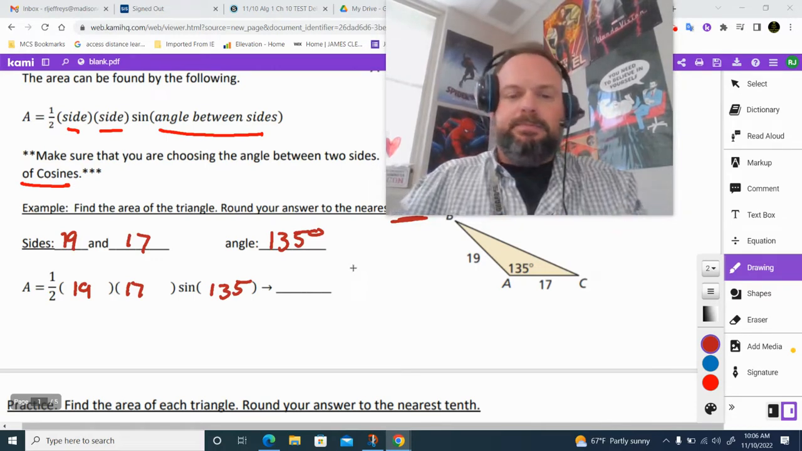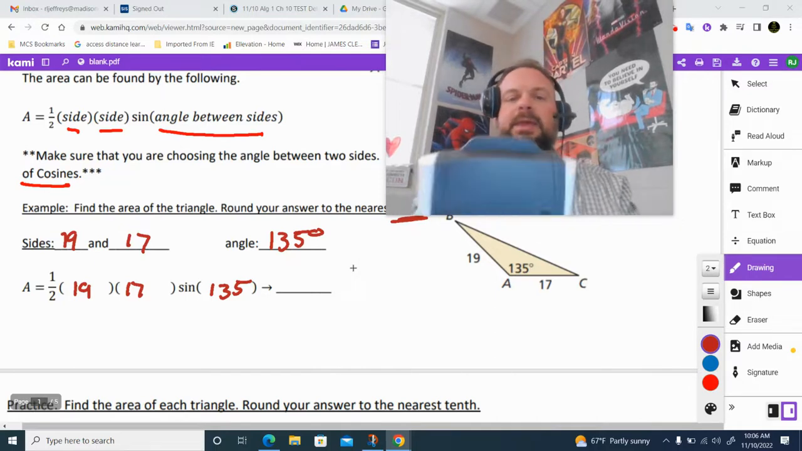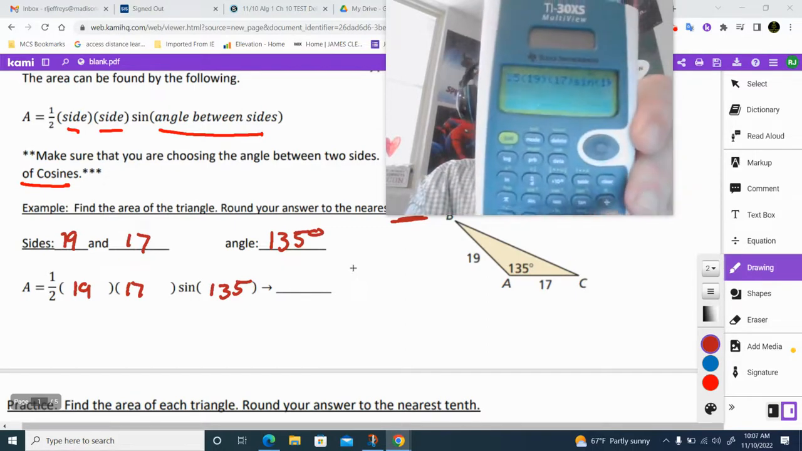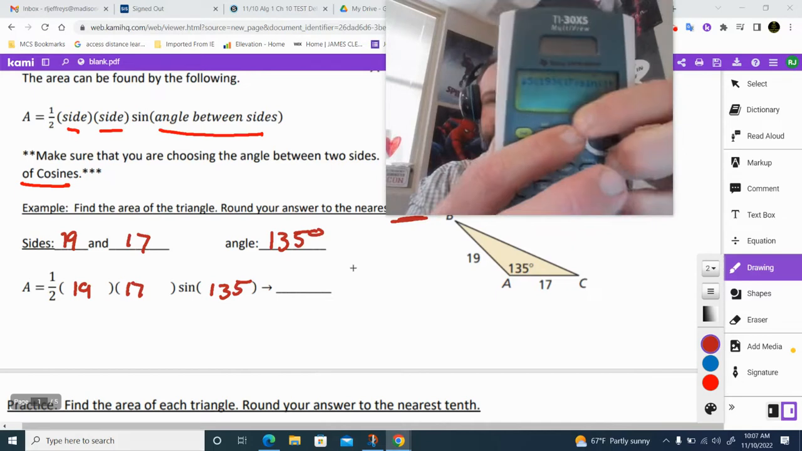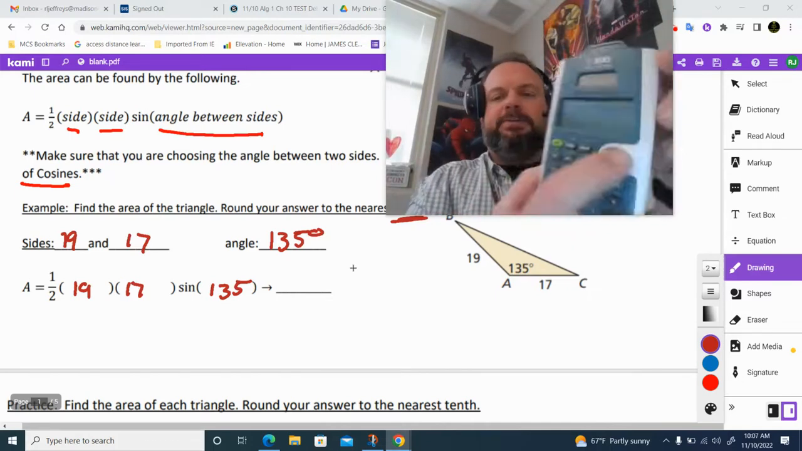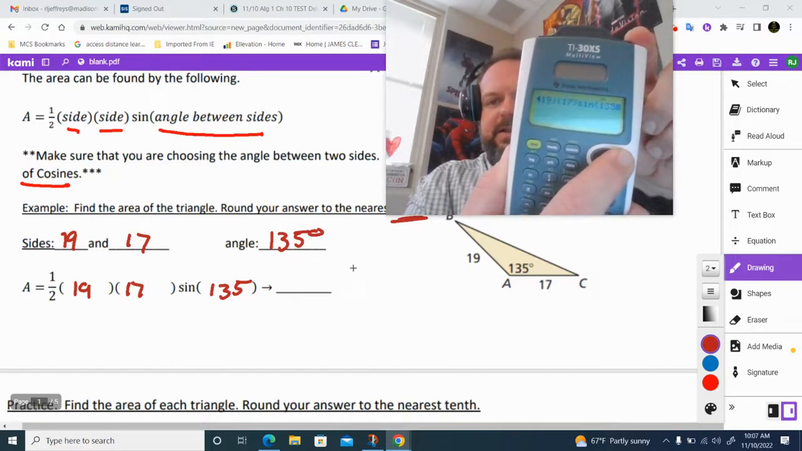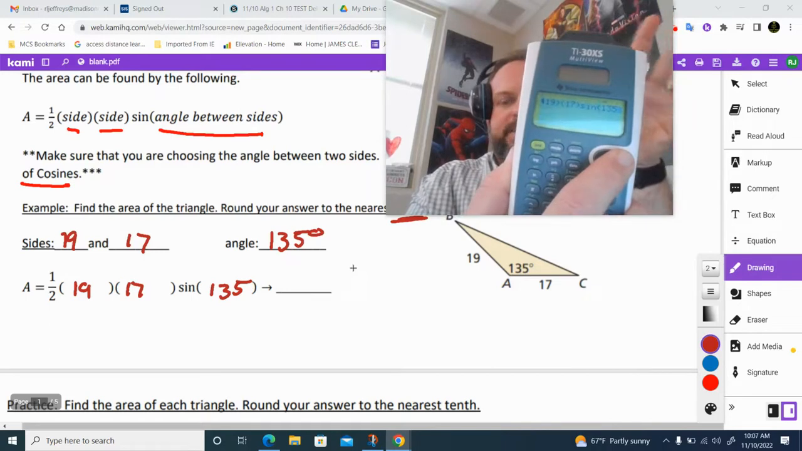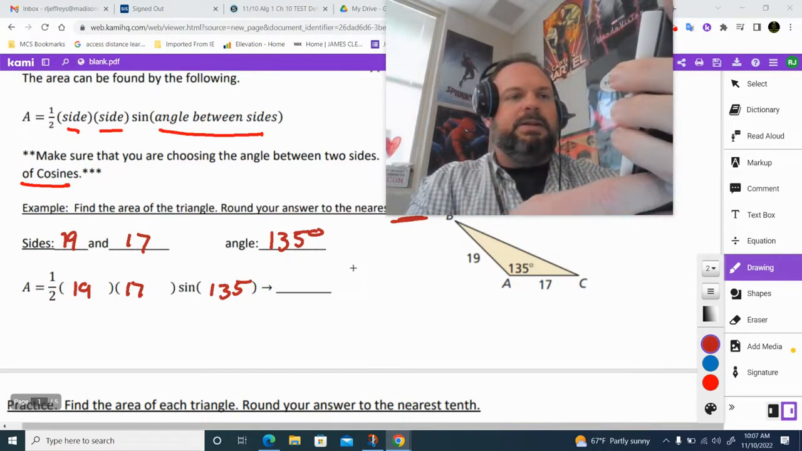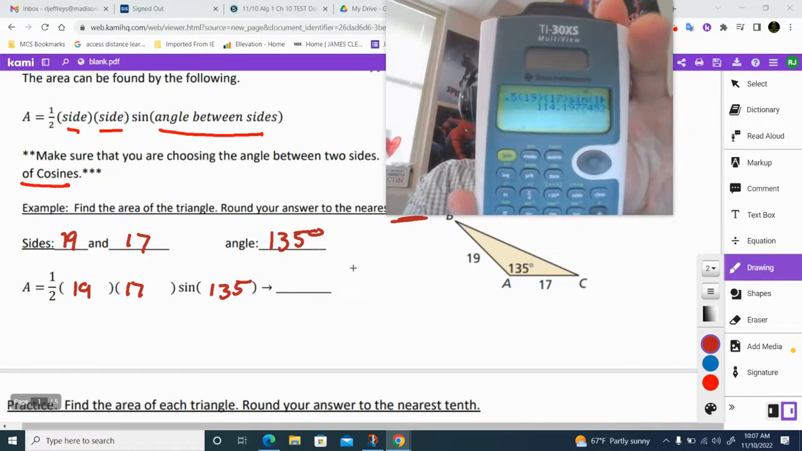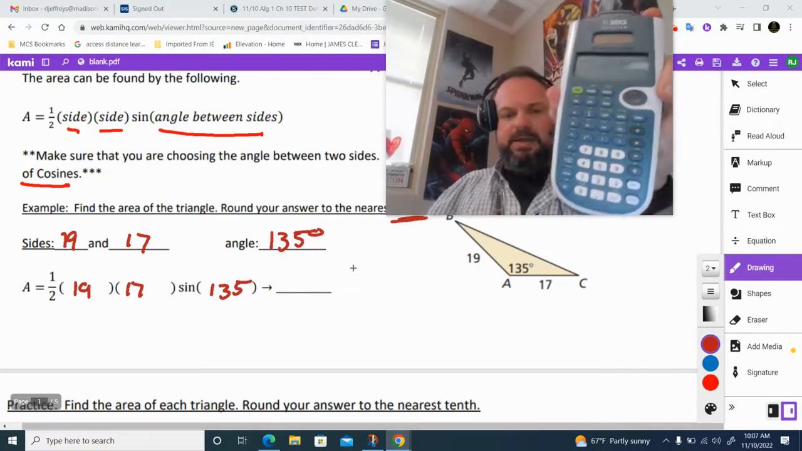All right. So I'm going to say 0.5 times 19 times 17 times the sine 135. Okay. Now, you don't actually have to do the 1/2. You can do the decimal because that's a smart thing to do. And I just do parentheses. Okay. Because the calculator should know, using basic order of operations. Okay. So I get 114.19.